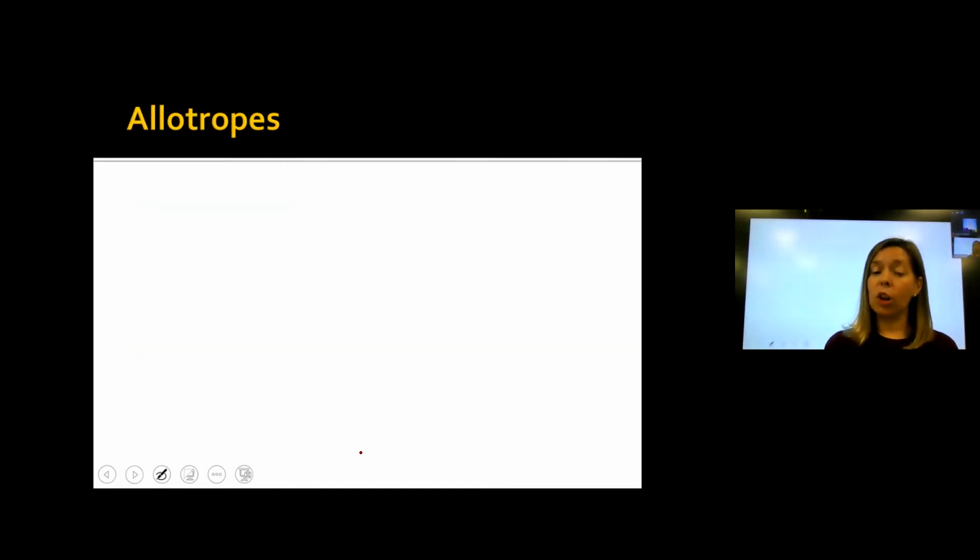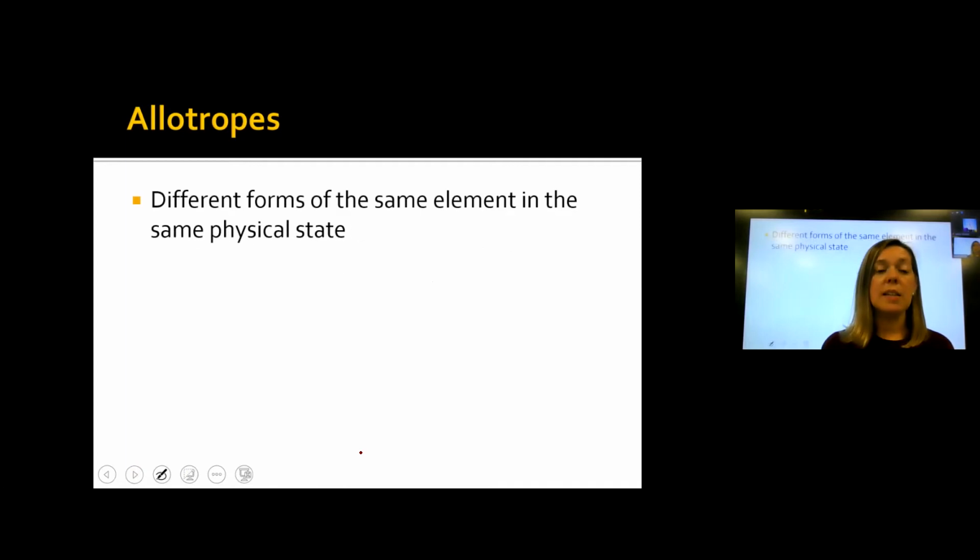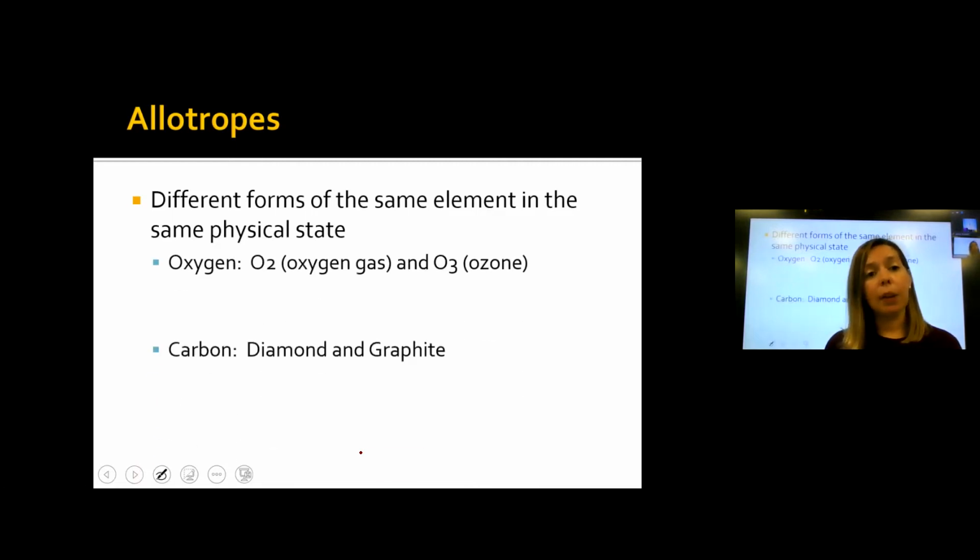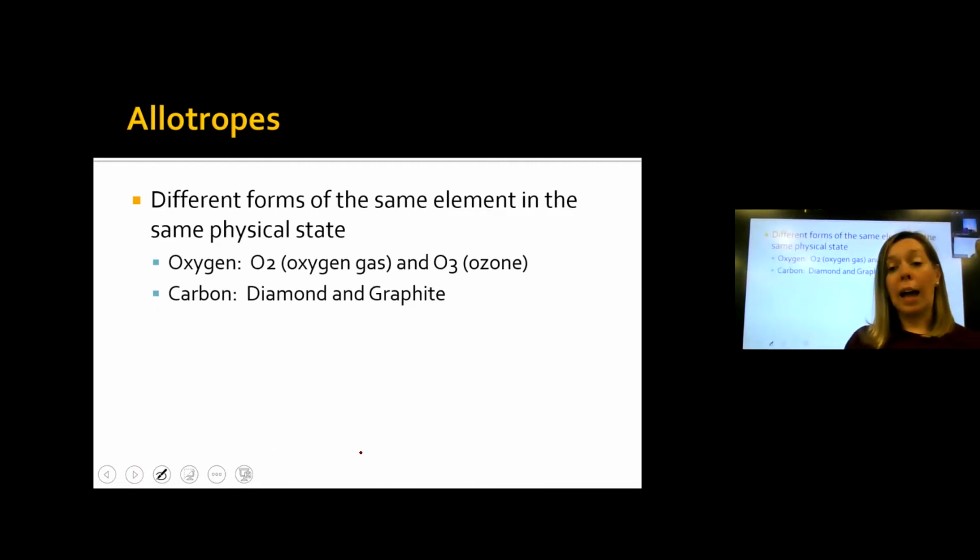All right, allotropes. Allotropes are different forms of the same element in the same physical state. So we have a couple of examples of that. Oxygen: O2 gas, that's the oxygen gas that we need to breathe in. O3, the ozone layer. So they both contain oxygen, they are both gases, but that's where their similarities end. They will have very different physical and chemical properties.